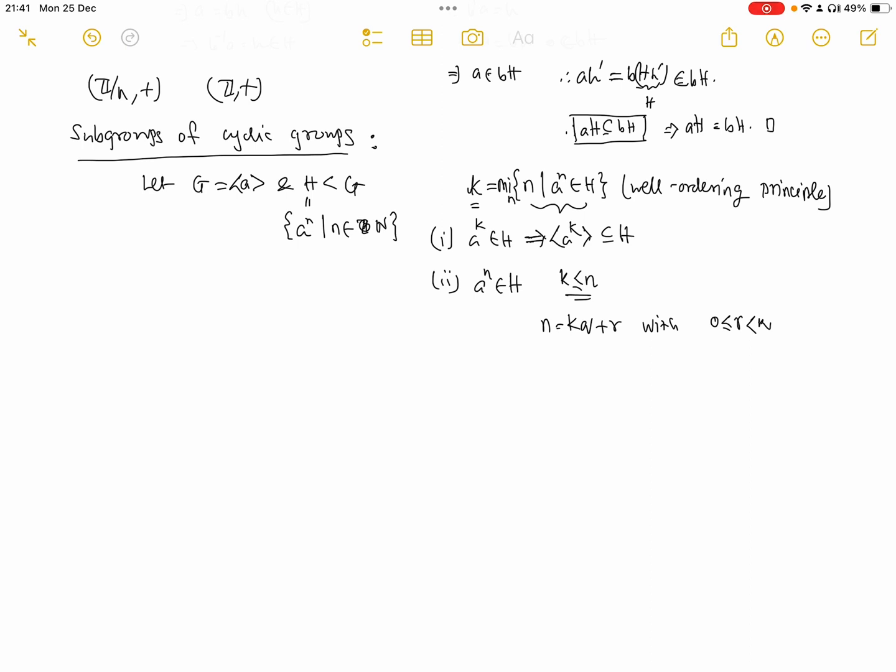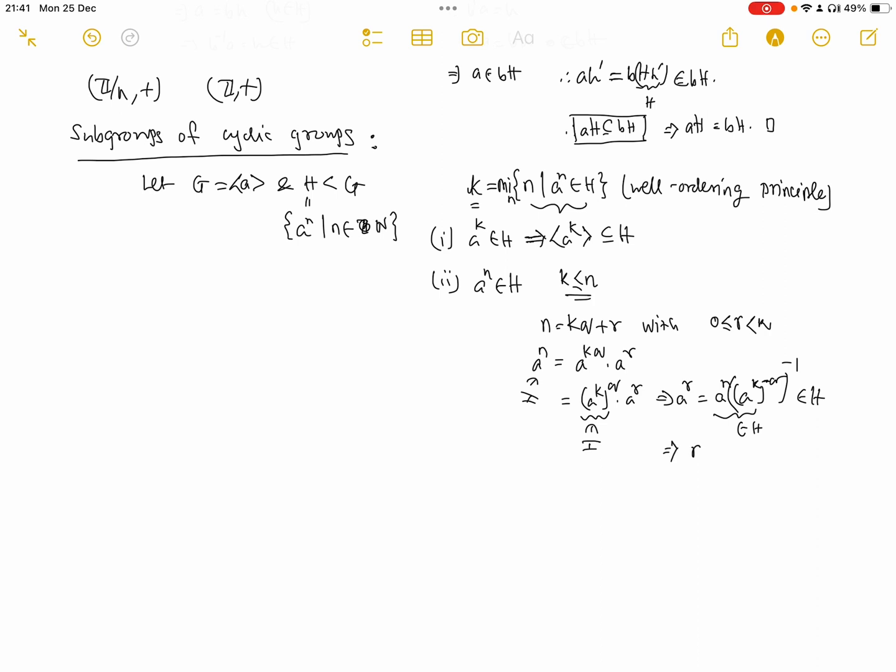So you get, now A power n, you can write it as A power qk times A power r. And now A power k is in H, right? So this quantity is in H, and this quantity we have chosen to be in H. So you get these two things. So you write A power r as A power n times something, A power k to the power minus q. So both of them are in H, right? Because we are just choosing, or let me be more precise, the inverse of this. Because this element is in H, its inverse will also be in H. So you get A power r is in H.